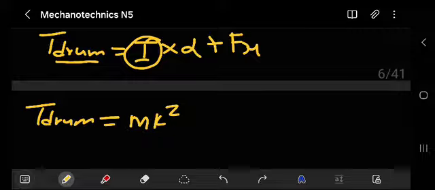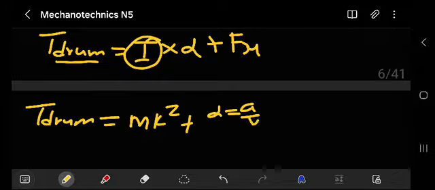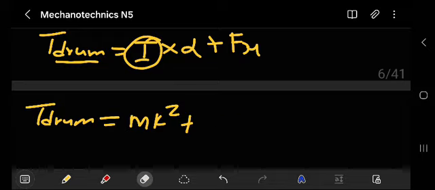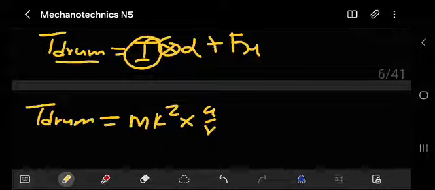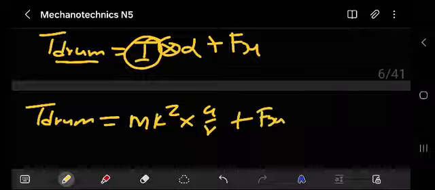Alright. Angular acceleration, we said, is A divided by r, the radius of the drum. Actually, this we're supposed to multiply. We have the multiplication by A over R, plus the friction on the drum that will take place on the drum.